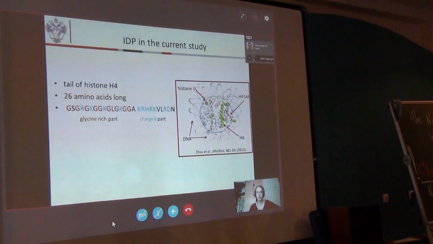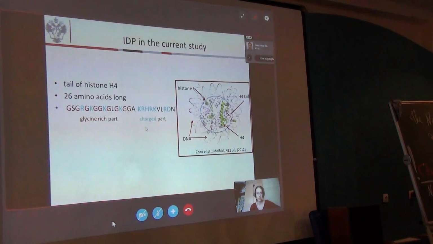This 26 amino acid long sequence consists of 2 parts. There is a glycine-rich part. All glycines are marked here in red, so you see there are a lot of glycines. And there is a charged part. And this charged part is thought to be important for the compaction of the DNA, so that it fits into the cell nucleus.